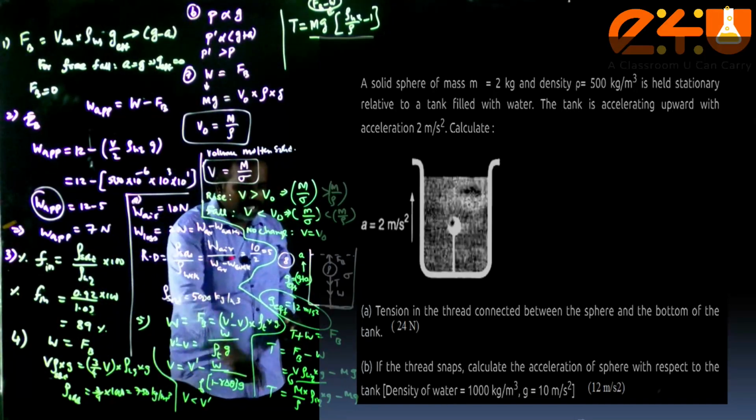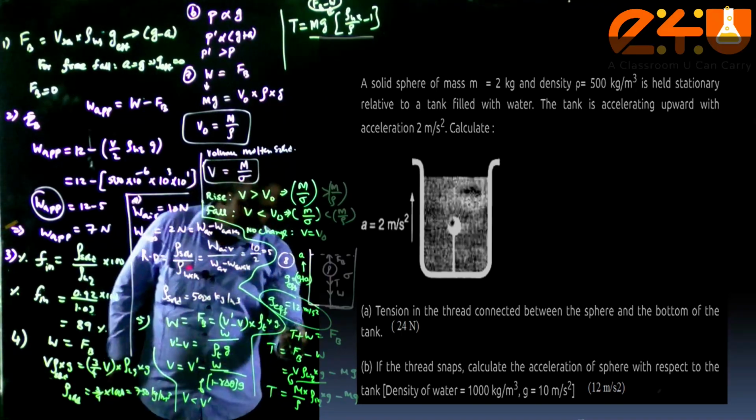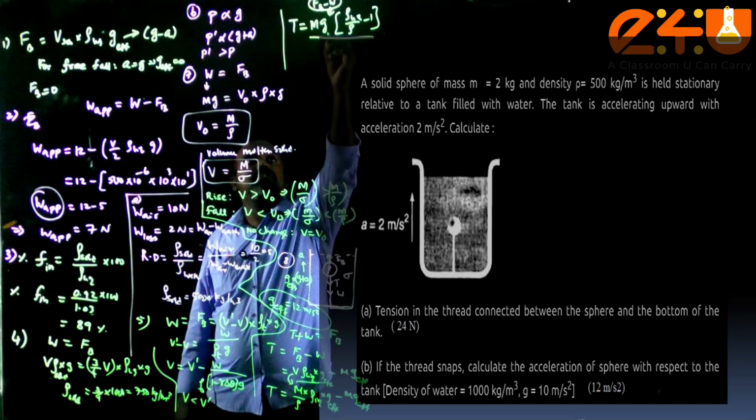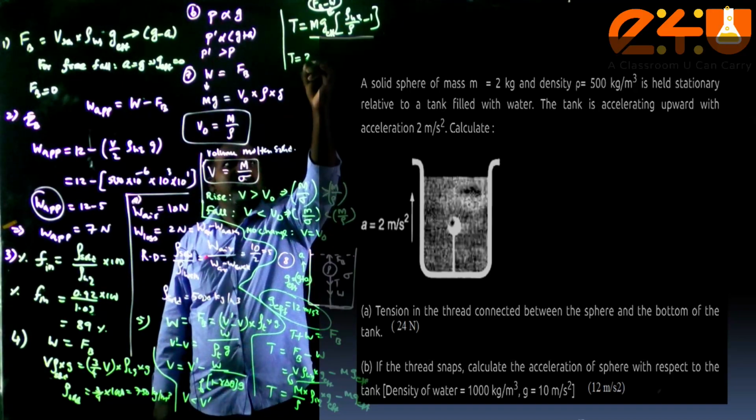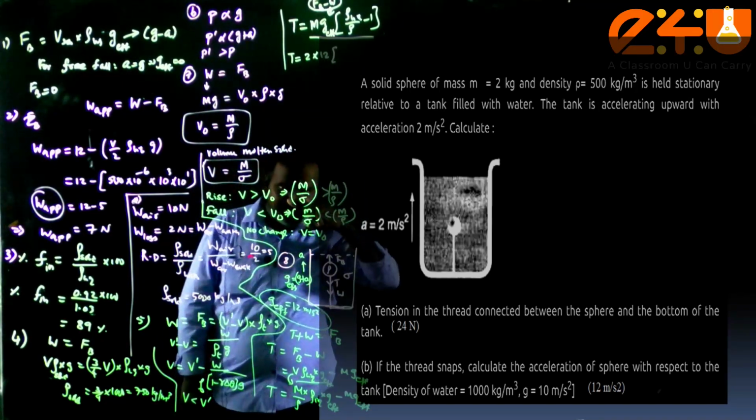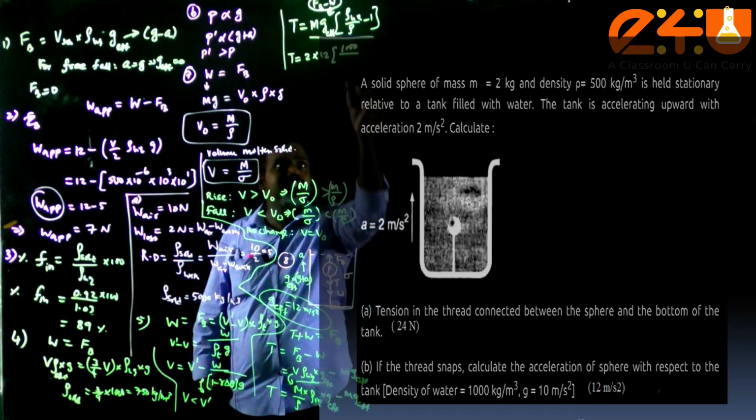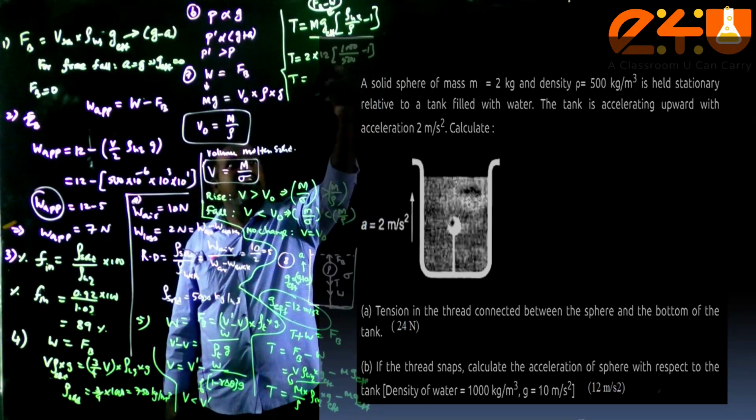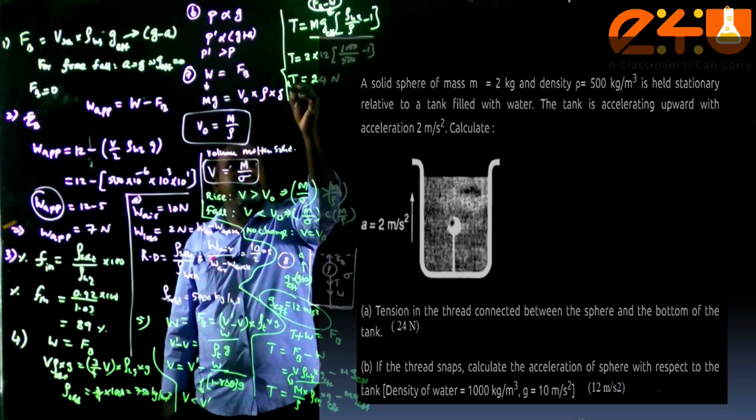Since the system is a non-inertial frame converted into an inertial one, we have to write G effective here, here, and here as well. So take care of that. Now the mass of the substance is given as 2 and G effective is 12, divided by the density of the liquid. Here water is given, therefore 1000, divided by the density of the solid, given as 500, minus 1. Therefore this term becomes 1, and T is equal to 24 Newton. So this is the first part answer.